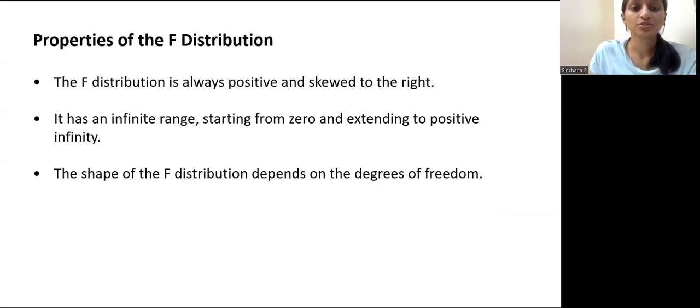Properties of the F distribution. The F distribution is always positive and skewed to the right. It has an infinite range starting from 0 and extending to positive infinity. The shape of the F distribution depends on the degrees of freedom.